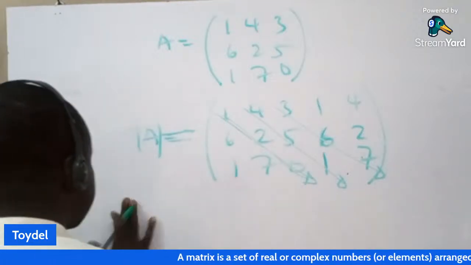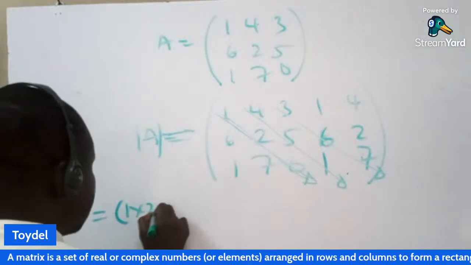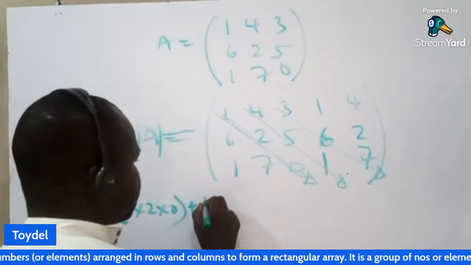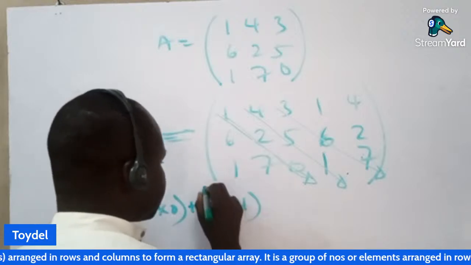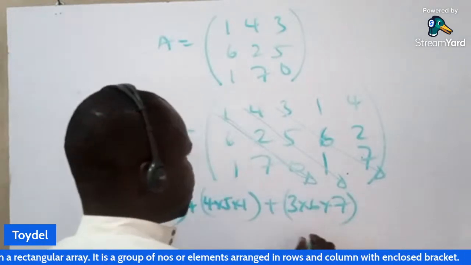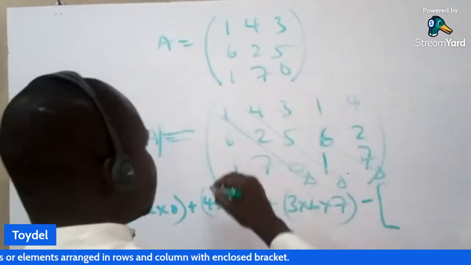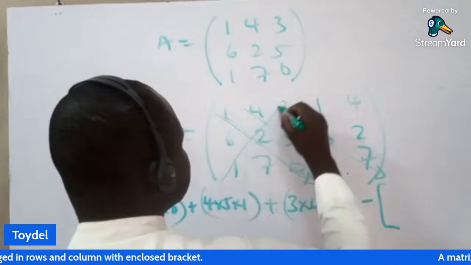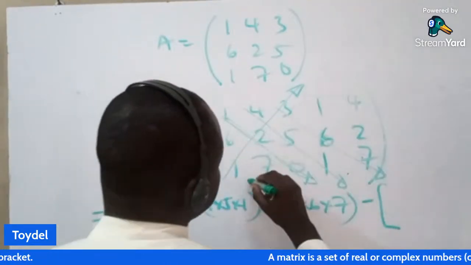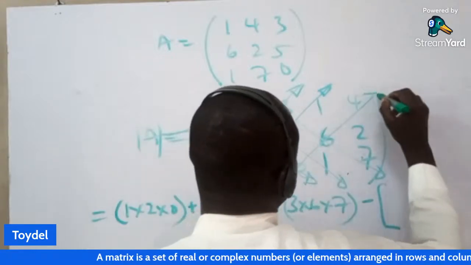Or let me write it stepwise. So I'm going to say the first one is 1 times 2 times 0, so that it will be clearer, plus 4 times 5 times 1, then plus 3 times 6 times 7. Then once you find this, minus, you do the same thing here. Trace out the diagonal of this second one. This is the leading diagonal, then this is the other diagonal. You do the same thing there.